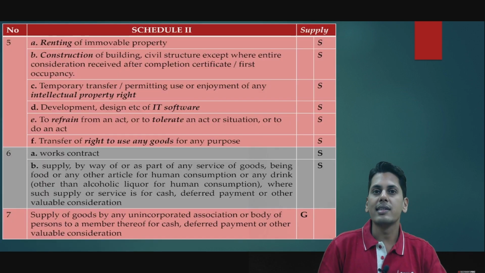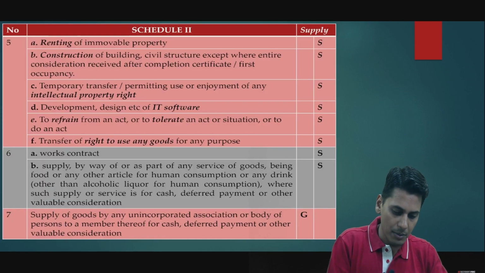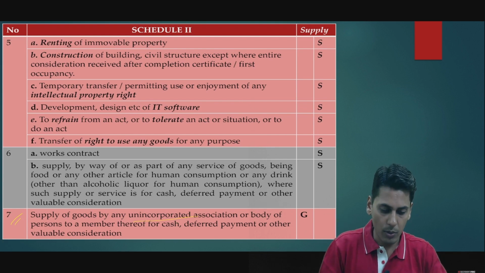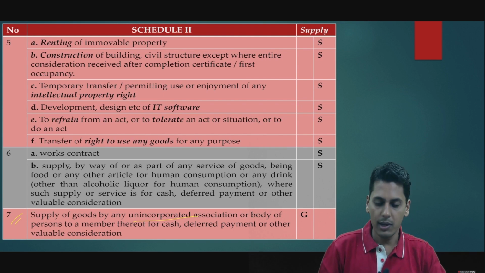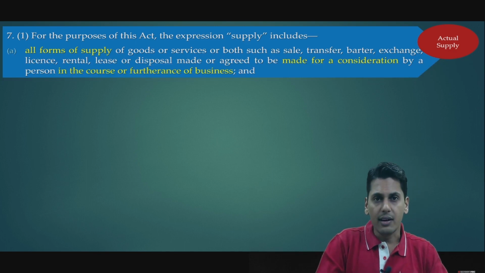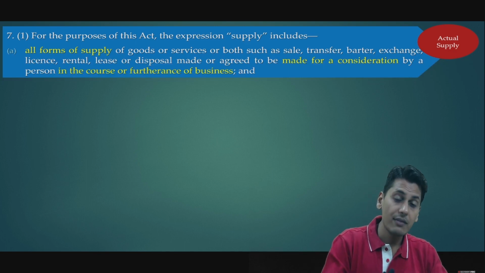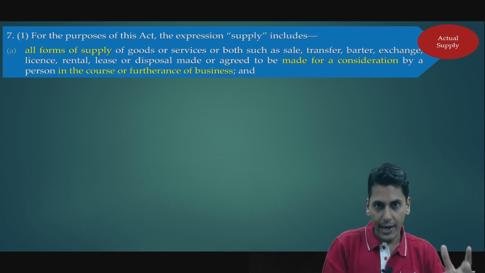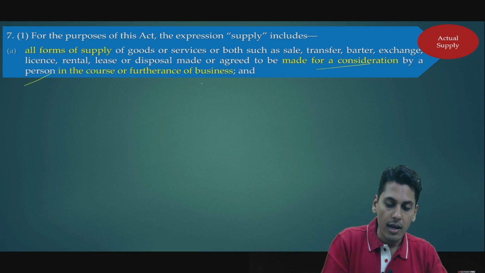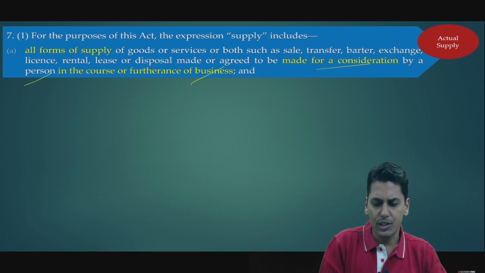So this was what we were discussing. Under Schedule 2, we have para number 7, which states that supply of goods by an unincorporated association or a body of persons to a member for cash, deferred payment or valuable consideration shall be supply of goods. This was already there. So now Section 7, the amendment which is brought in. So 7(1)(a), as we all know, it is actual supply, which means any of these transactions which is made for a consideration by a person in the course of furtherance of business shall be a supply.